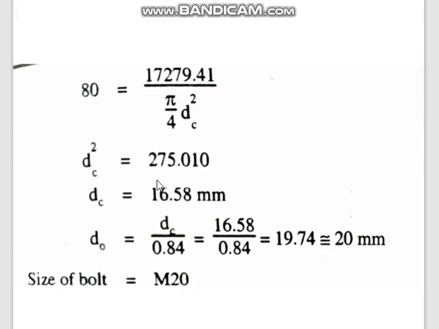This is the core diameter, but you have to find out the outside diameter. This is the formula, you just remember. Core diameter will be less, outside diameter will be more. Suppose you are getting 16 here and you are getting 14 here, that means you have made some mistake. You check your calculation again. So you should get more than 16 point something. So you got 19.74 and you round it to 20 mm, and you say finally the size of the bolt is M20. Like this you have to solve the problem.